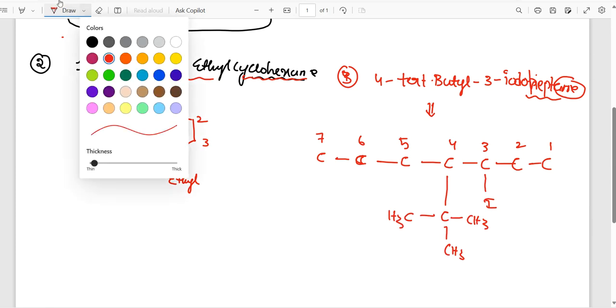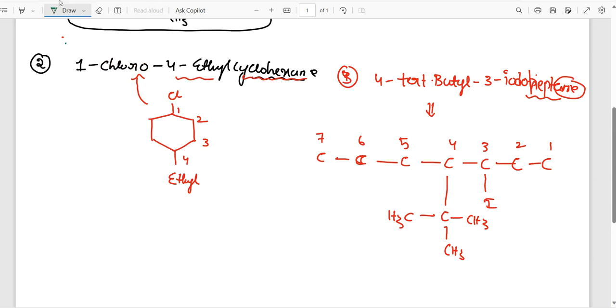So the remaining valence of carbon is satisfied by hydrogens. Here one hydrogen, second and third one. Here one, two. Here one, two. Here also two hydrogens. And at the first carbon we have three hydrogens.